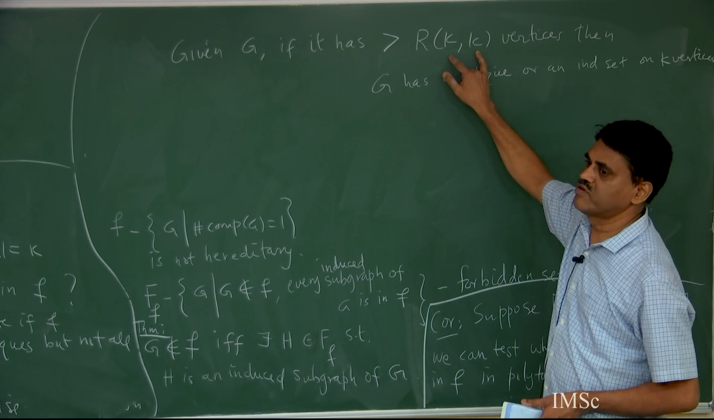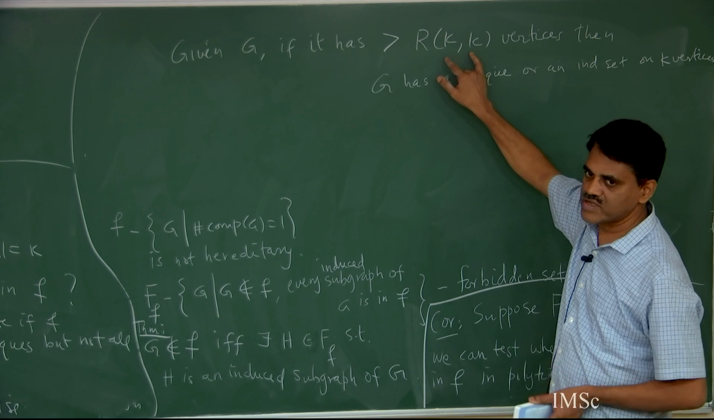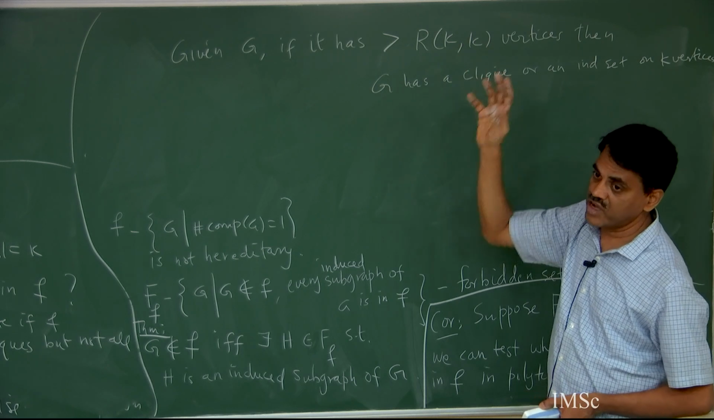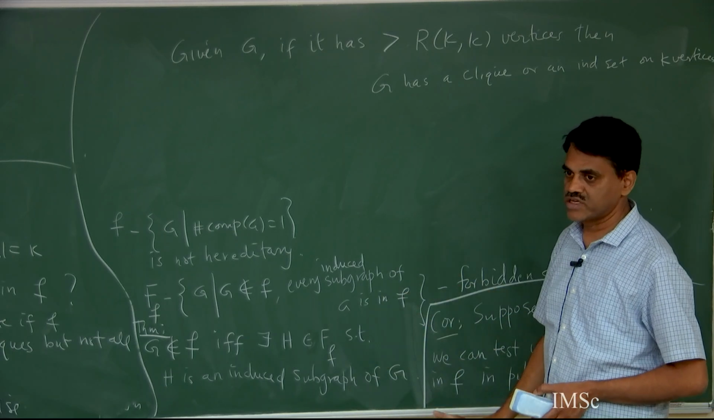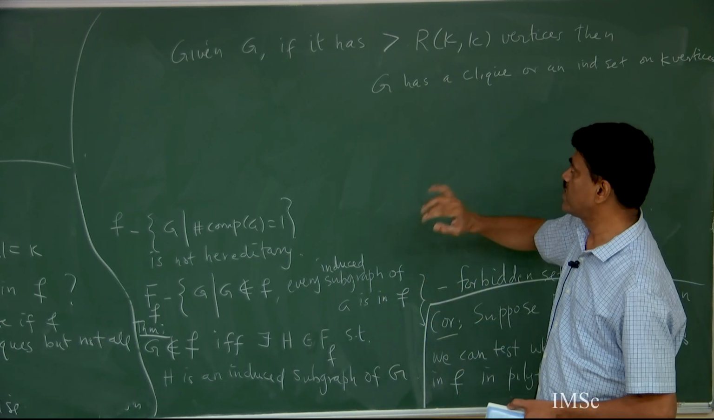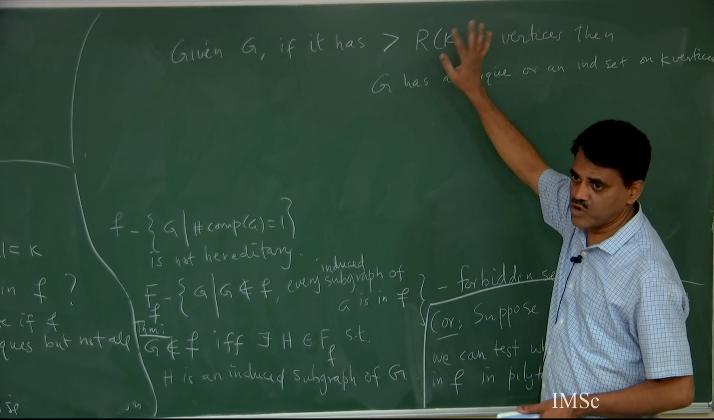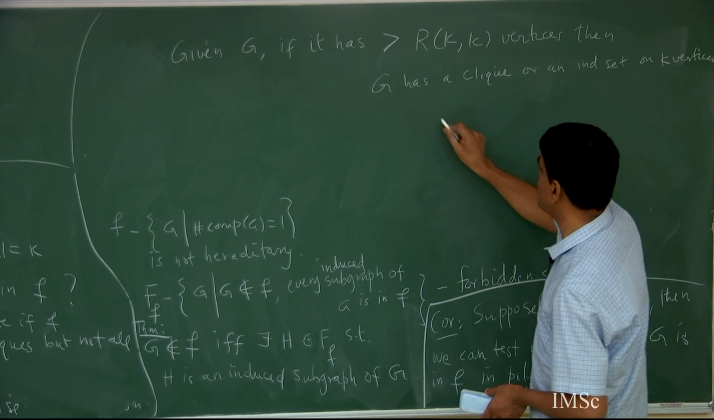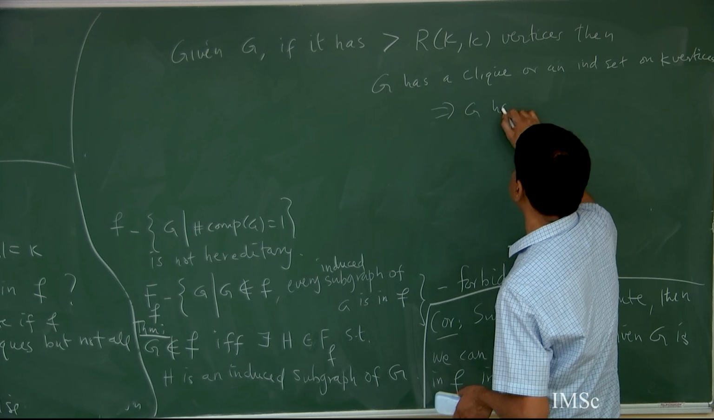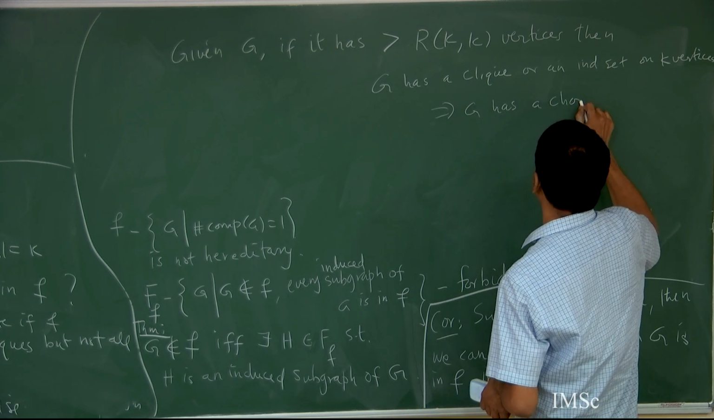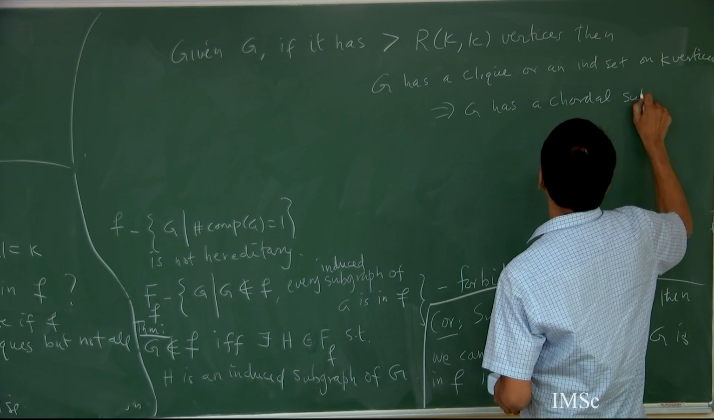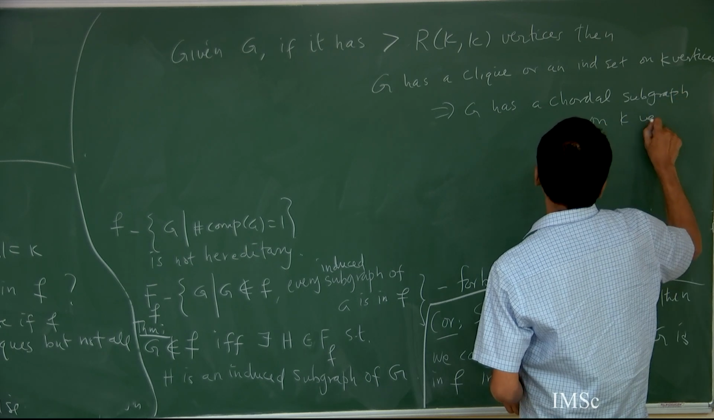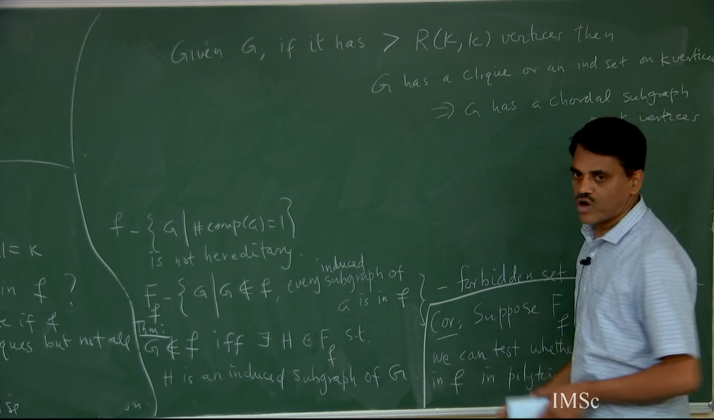What is the minimum number of vertices? Let us call that number R_ij, such that any graph on that many vertices will have a clique on i vertices or an independent set on j vertices. That is R_kk, and there are bounds for this known. Okay, so that is it. We are done, right? So which means that G has a chordal subgraph on k vertices, because cliques are chordal, independent sets are chordal.